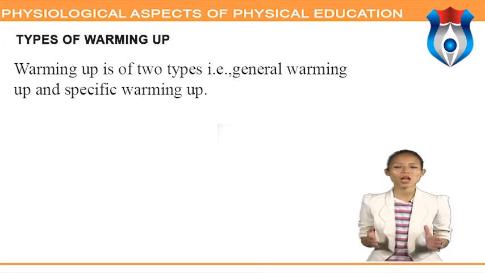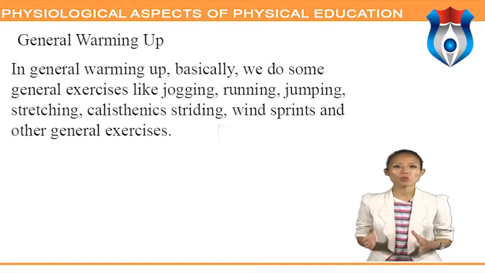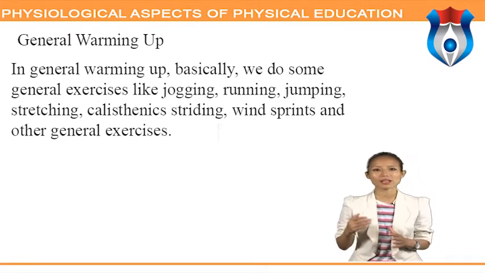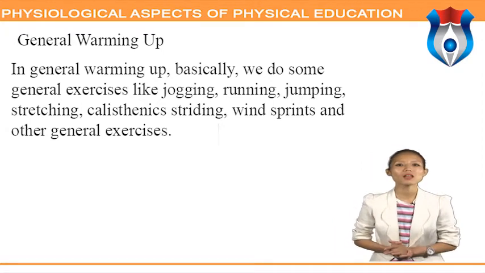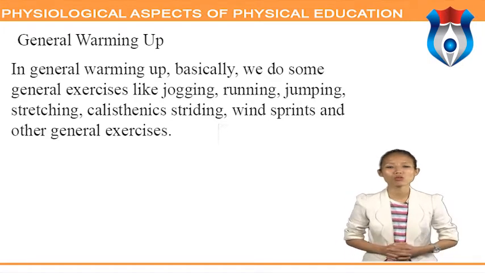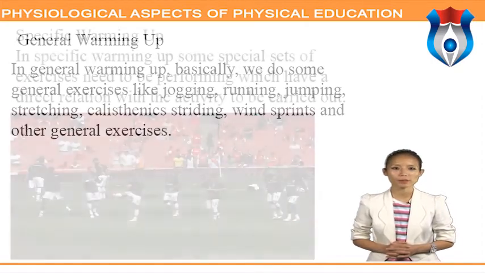Now let's discuss the types of warming up. Warming up is of two types, that is general warming up and specific warming up. General warming up. In general warming up, basically we do some general exercises like jogging, running, jumping, stretching, calisthenics, starting, wind sprints and other general exercises. It is helpful before almost all types of activities as it improves muscle tone of the body. It increases agility, flexibility, and coordination abilities of muscles and joints.